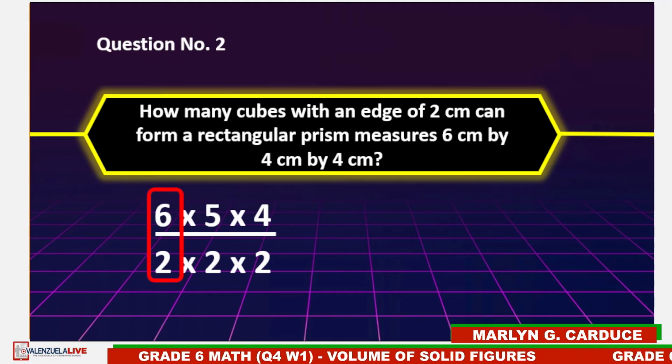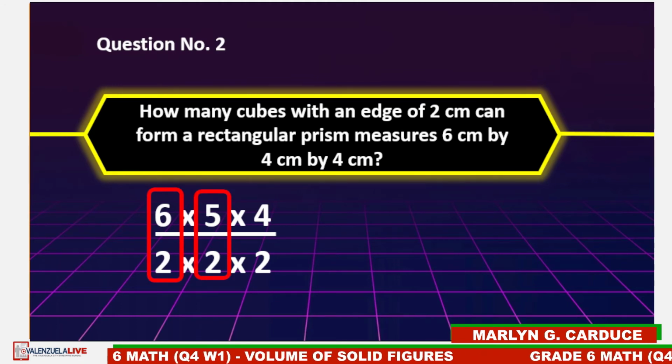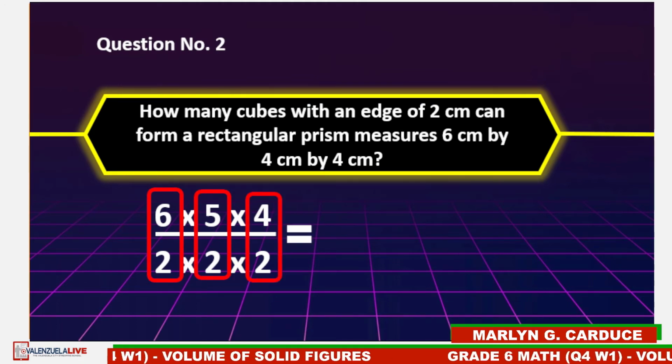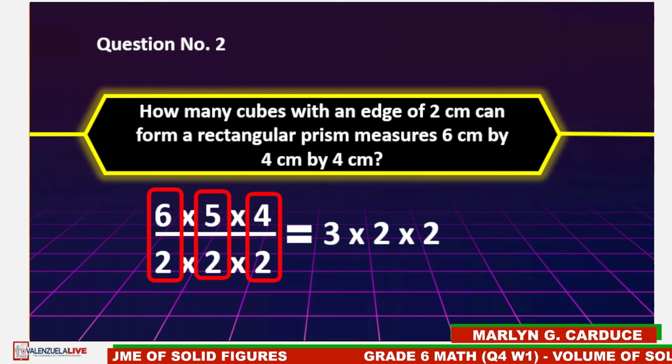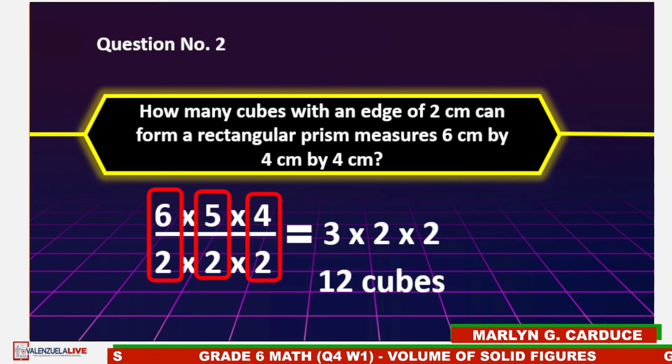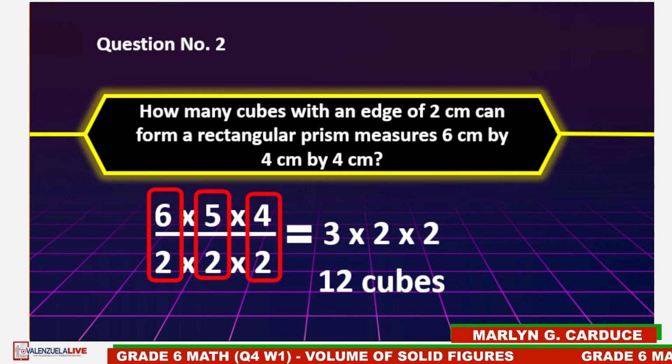So 6 divided by 2, then 4 divided by 2, and 4 divided by 2. So we will obtain 3 by 2 by 2. Then multiplying all the numbers, we will get 12 cubes.